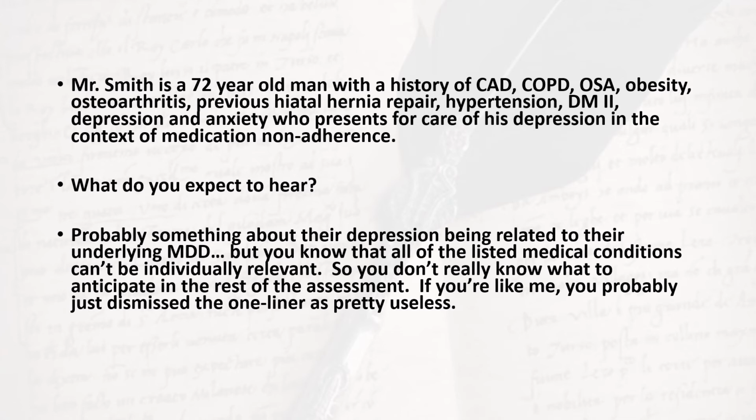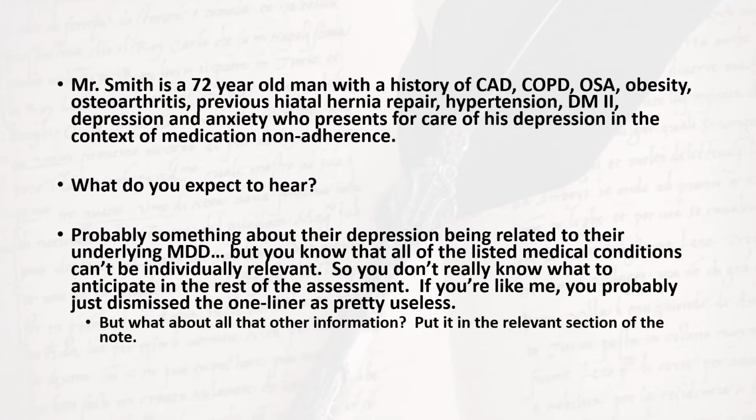But you may wonder, well, all this stuff is relevant for his care, it just may not be in my argument about his depression. Absolutely, it is relevant for his care, and there's a home for that in the relevant sections of the note, right? It may be in his past medical history, and in some part of his plan you may need to say, we should continue his home medications for his hypertension and his diabetes, etc. But unless the issue merits discussion in your assessment, it does not merit discussion in your one-liner.